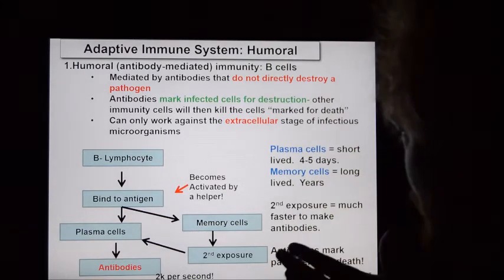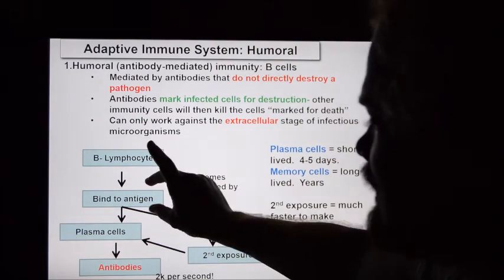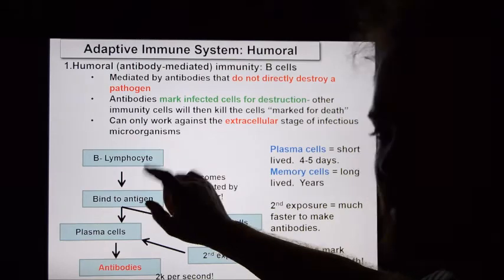So how does it work? Pay attention. We have B lymphocytes. They will bind to a foreign antigen. Now, this is important.